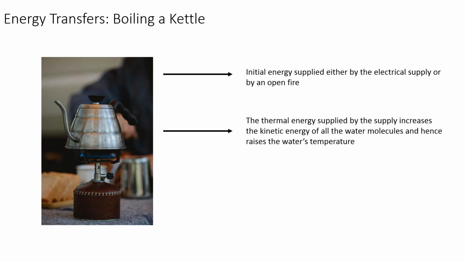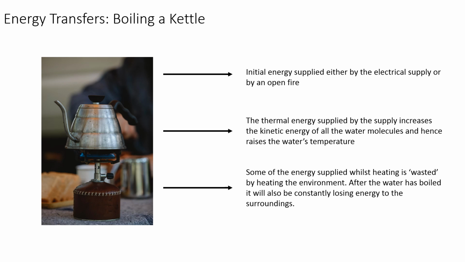So the thermal energy supplied by the supply, whether that's the electrical supply or the open fire, increases the kinetic energy of the water molecules, and hence this raises the water's temperature. So this can be considered thermal energy or the kinetic energy of the water molecules. Now some of the energy supplied whilst heating will be wasted, as it is going to heat the environment, especially if it's an open fire. It's going to heat the air, and then it's also going to heat the outside of the kettle, and that's going to be wasted also to the environment. And also after the water is boiled, it's going to be constantly losing energy to the surroundings, through, again, just heating the environment.